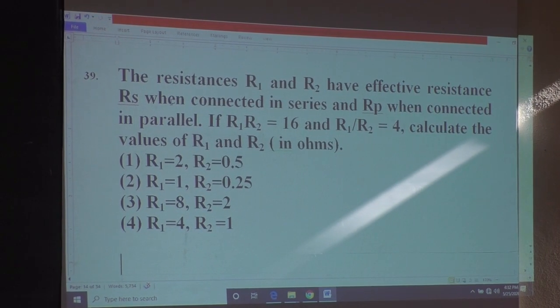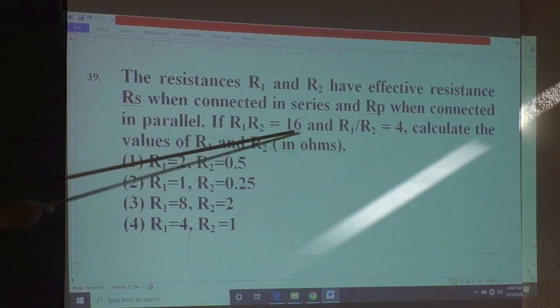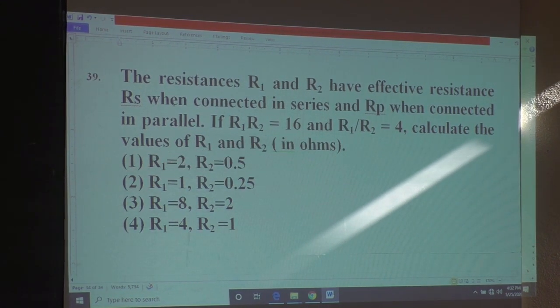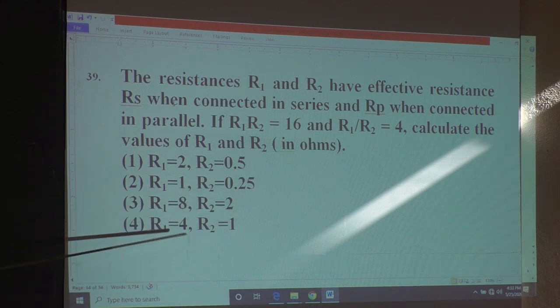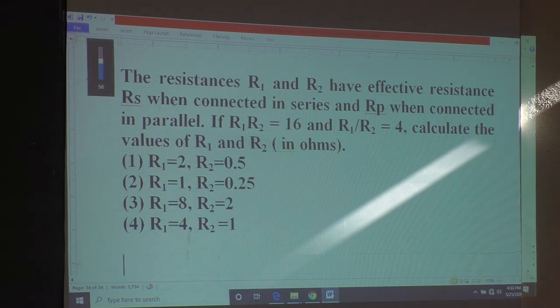Coming back to the question. No physics is needed. R1, R2 product should be 16. I hope you have got the answer. Which gives the answer? Only this one, correct? No other option gives product equal to 16. Of course, I was searching this one. R1 by R2 equal 4. Many of the options give R1 by R2 equal 4, but product is given by only this one. So option 3. Did not work it out at all. It is option 3. Right.